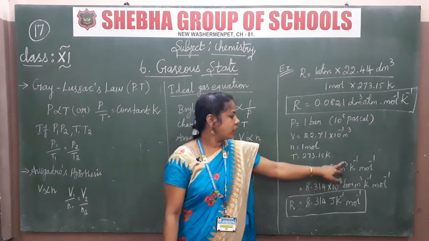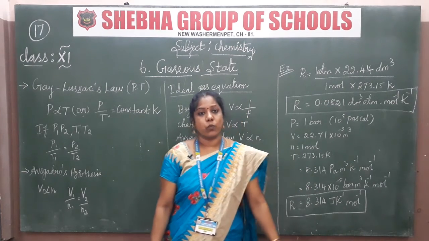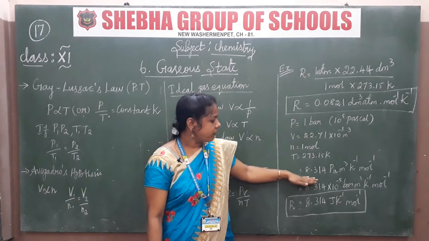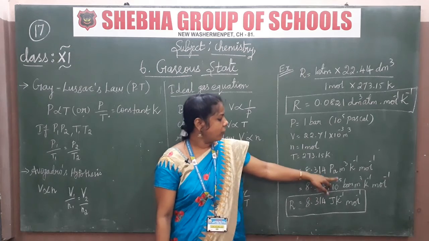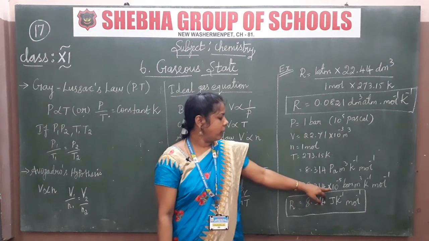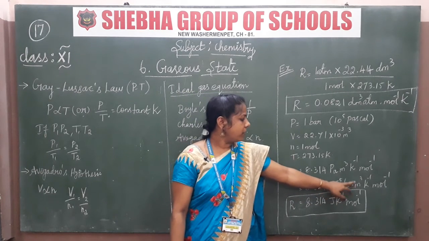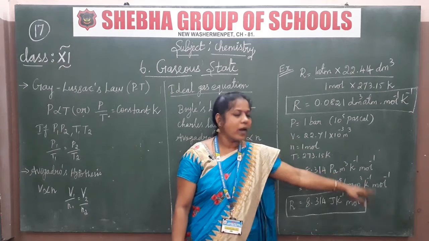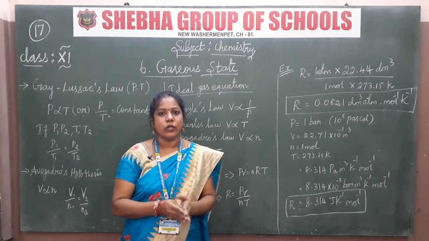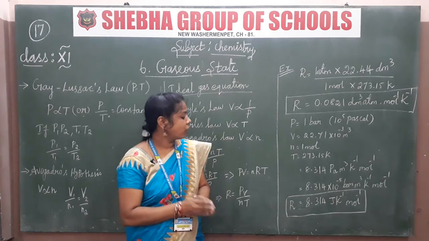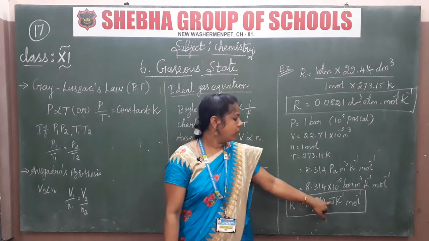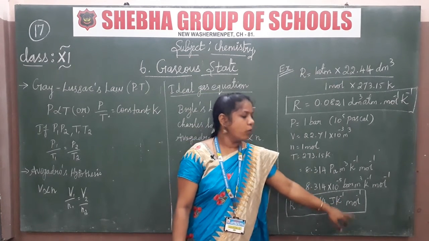Finally we can get 8.314 Pascal meter cube K minus 1 mole minus 1. This is the finest value. But I am not stopping at that. I am going to change the Pascal into bar. So Pascal-ஐ bar change பண்ணுறேன். So 8.314 into 10 to the power of -5 bar meter cube Kelvin minus 1 and mole minus 1. So in this way also we have to change into joule. So joule method-ல change பண்ணணும். 8.314 joule Kelvin minus 1 and mole minus 1.